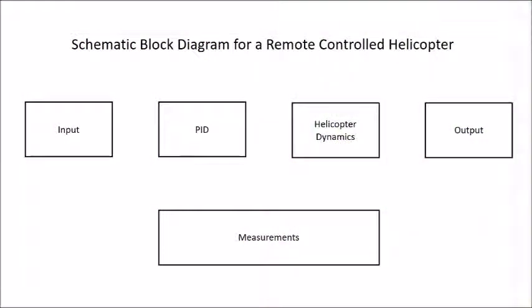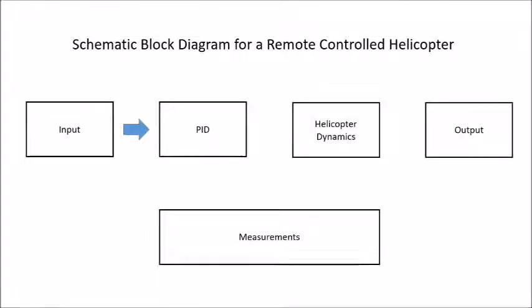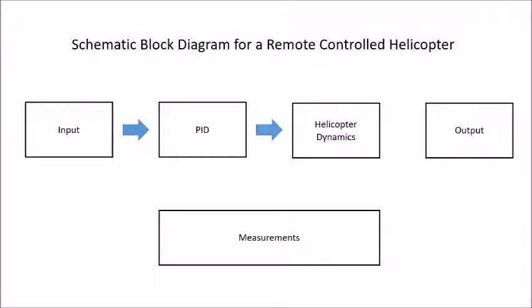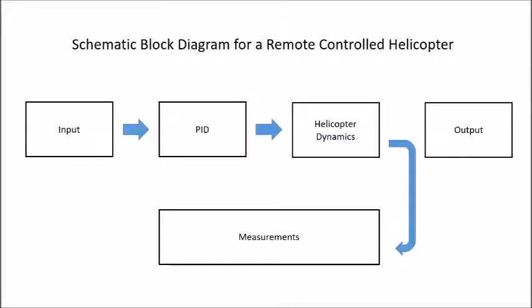What is shown here is the block diagram for the helicopter dynamic system. The first step of the system is the inputs. In this case, the inputs are given by the pilot of the helicopter and sent to the PID controller. The PID controller then inputs the data into the helicopter dynamics. These functions output into the measurements.